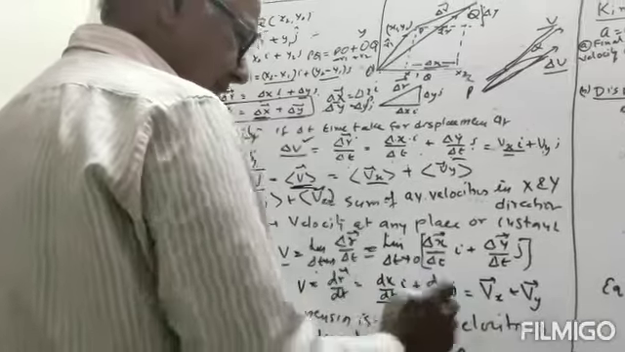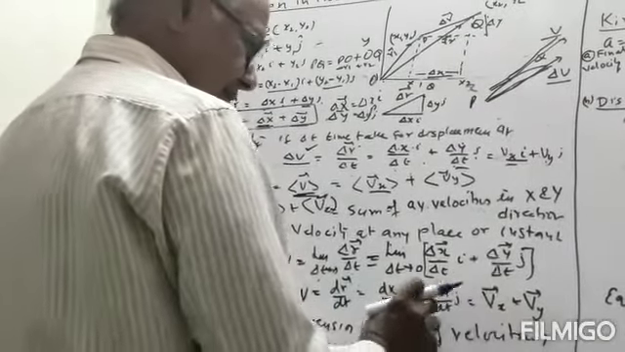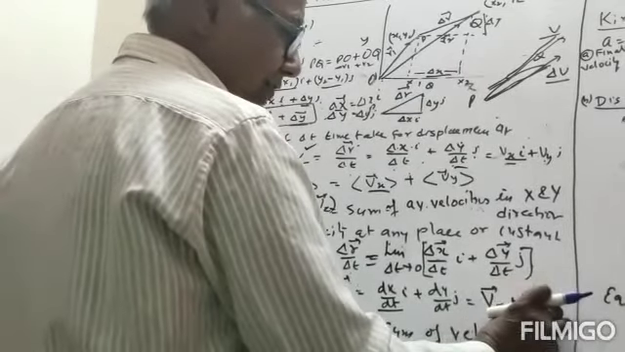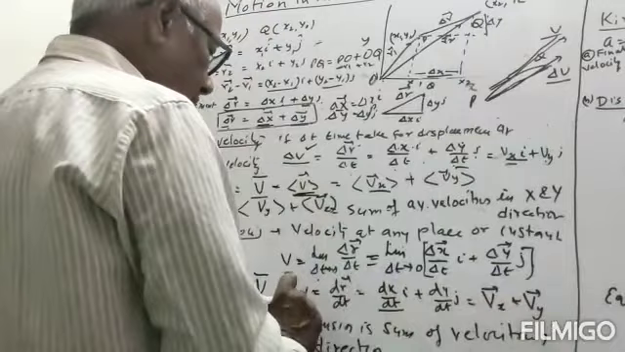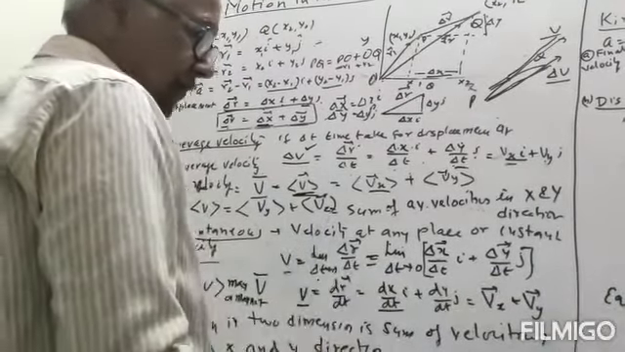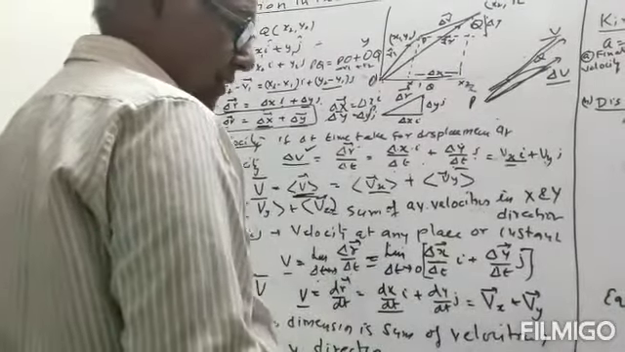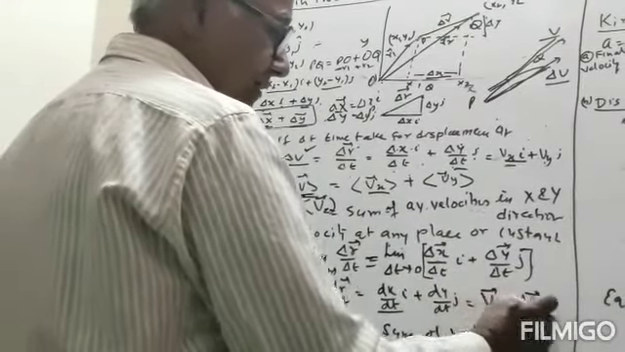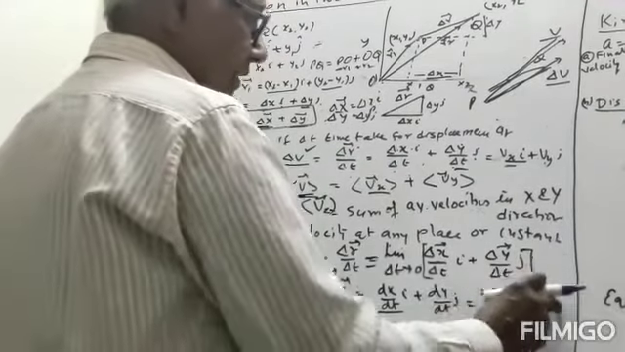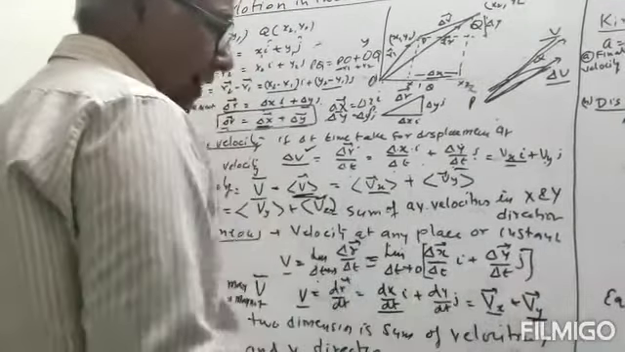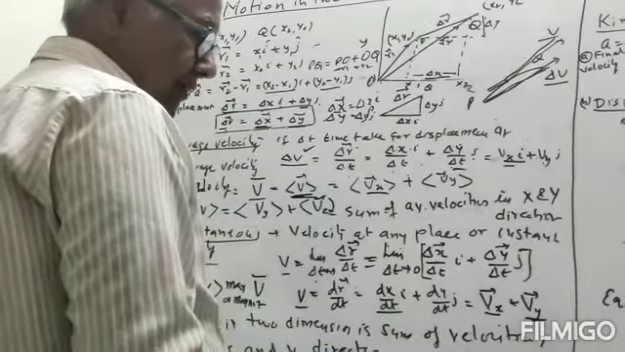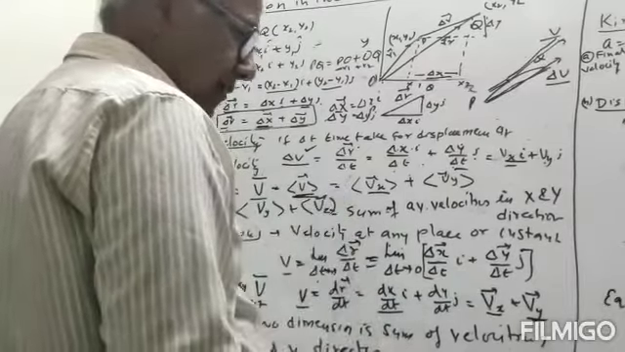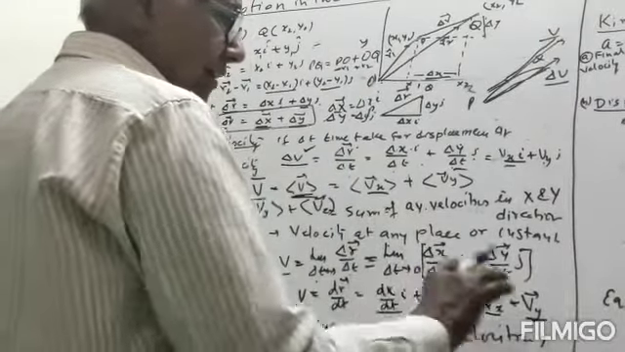And when we write the whole thing, we can write it as vx. Instantaneous velocity in x direction, instantaneous velocity in y direction. So what will be the total velocity in two dimensions? It will be the sum of instantaneous velocity in x direction and instantaneous velocity in the y direction. Similar to the average velocity: average velocity will be the sum of average velocity in x direction plus average velocity in y direction.